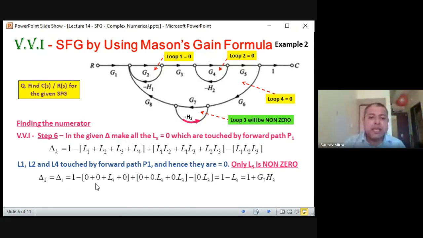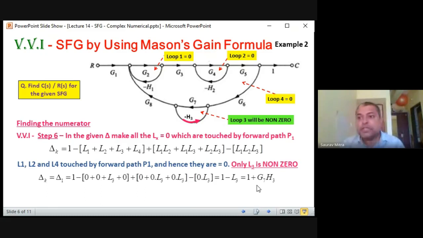1 minus L1 which is 0, L2 which is 0, L3 is L3, L4 is 0, and L1 L2 both are 0, so that is 0. L1 L3 is 0 into L3, it will be 0, L2 L3 is 0 into L3, it will be 0, and here L1 L2 are 0, so this term will go to 0. So only what will remain is 1 minus L3. And what is L3? Minus G7H3. So what is the delta k value? 1 plus G7H3.